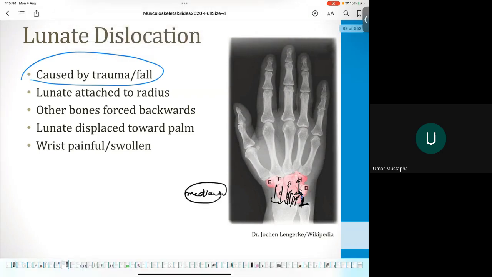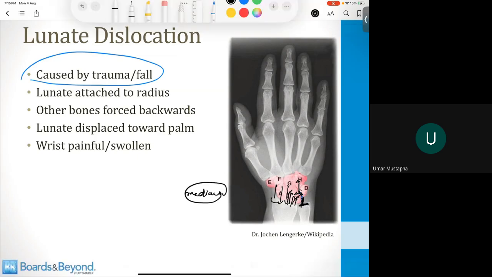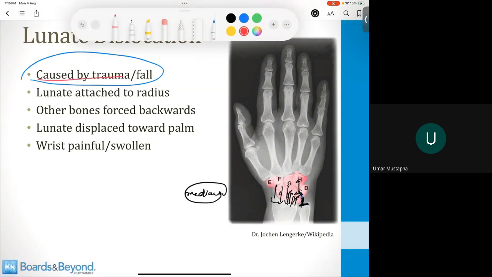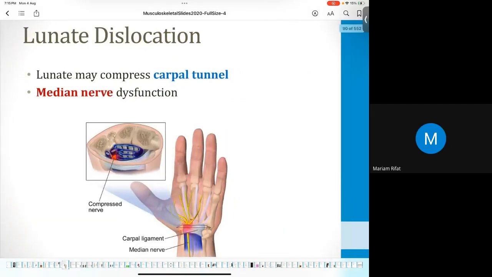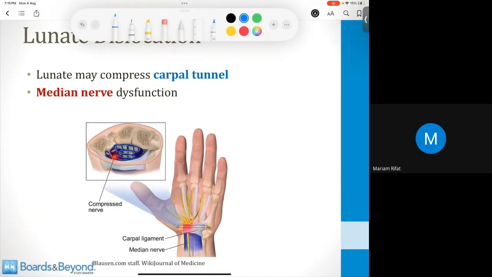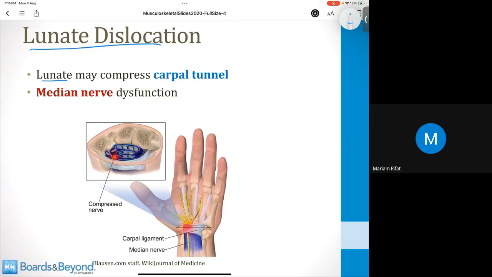That's really important, okay? So how does the lunate dislocation occur? We discussed a fall, or any trauma to the bone. The lunate is attached to the radius, and we know that the other bones are going to be forced backward, but since it's directly sitting on the radius, it's going to move forward, which is going to compress which nerve? Yes, the median nerve. Is it clear? So it's going to be your UWorld MCQ: lunate dislocation is going to cause damage to the median nerve.